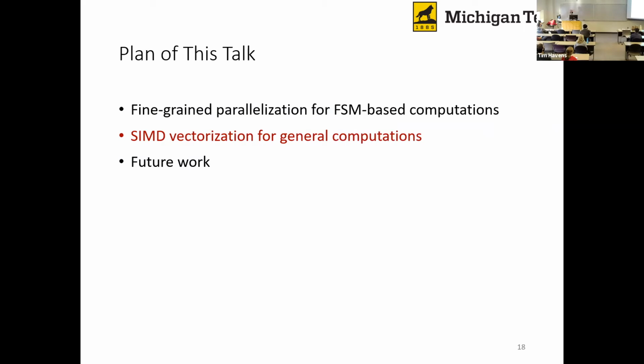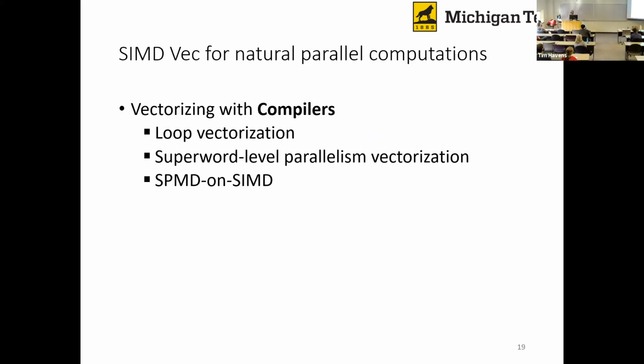We have known that by introducing this fine-grained parallelization, we can have significant performance improvement in the finite state machine-based computations. Then the next step is, can we bring the benefits to the more general computations through this SIMD vectorization? As software developers, of course, we can hand code the SIMD vector instructions. But if we target the general computations, the hand coding is tedious and error prone. So a very natural idea is we use the compiler auto analysis and optimizations to introduce those fine-grained SIMD parallelism.